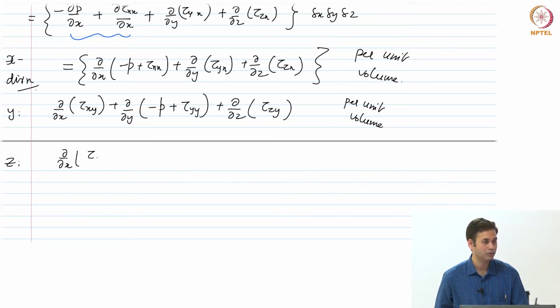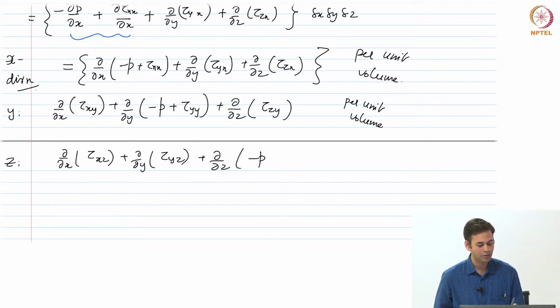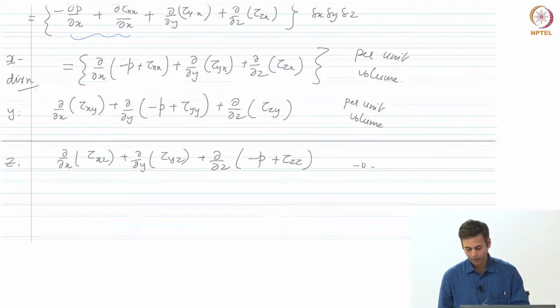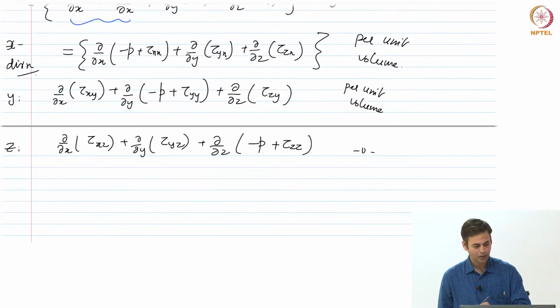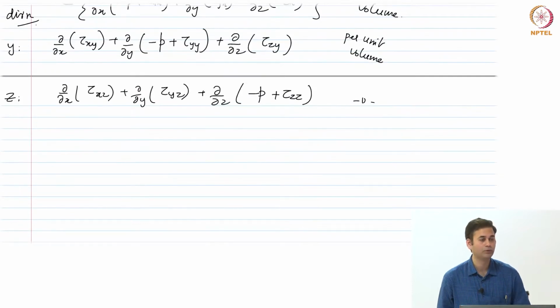Partial x tau, anybody? Tau x, xz, okay, xz, partial y, yz, partial z, minus p plus tau zz, okay. That is what we have for the force per unit volume in the z direction, okay, very good. Then we are now ready to write the momentum equation, okay.